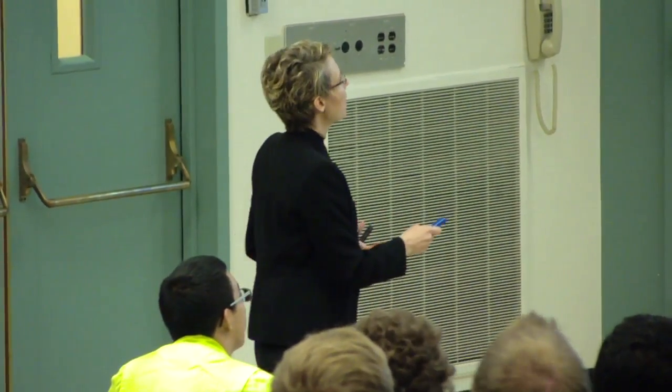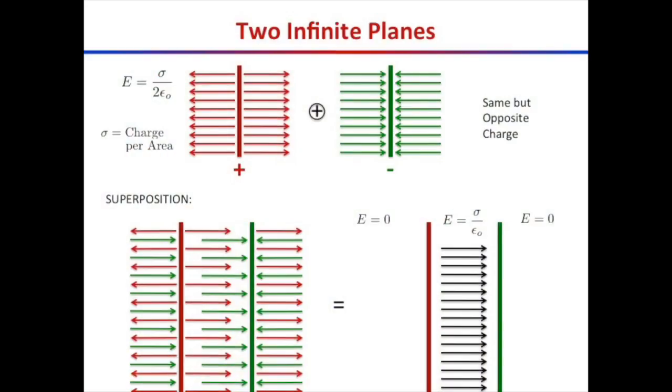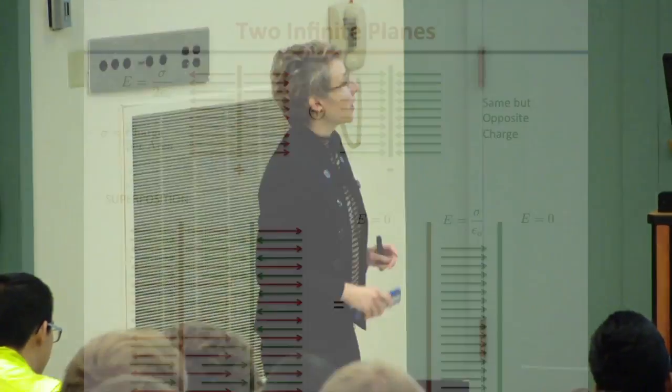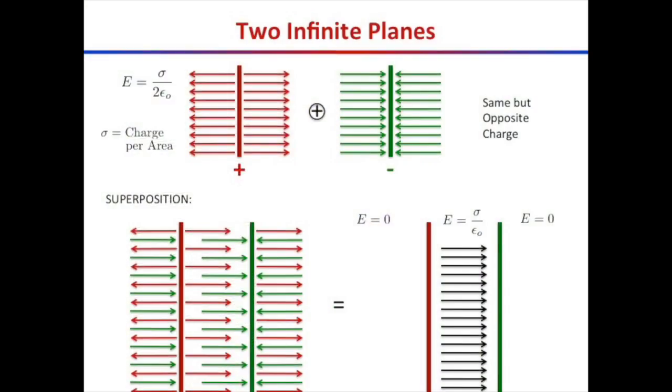All right, so let's put two infinite planes together, positive charge on one, negative charge on the other. This positive charge has an electric field coming away from it. This negative charged plane has an electric field coming towards it. And I want to put them parallel to each other in space and see what the net electric field is everywhere. So I use superposition. I just write down all the electric field vectors for both of them.